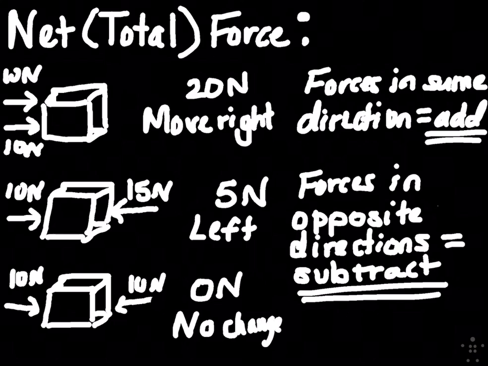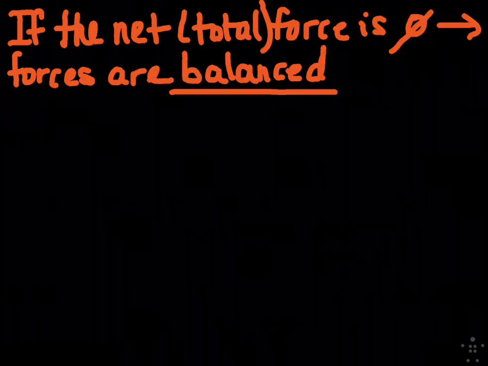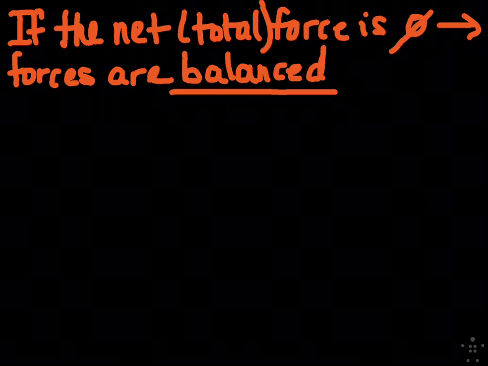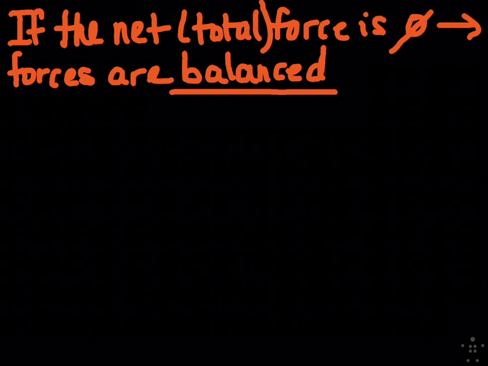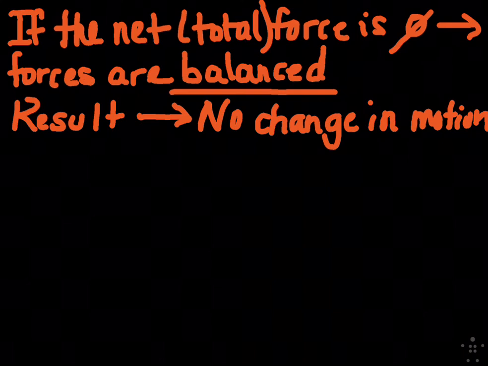So in the case of this third box, we say that the forces are balanced, which is very, very important. And I'll show you why. So as I said just a second ago, if the net force or total force is 0, then that means that the forces are balanced. And if the forces are balanced, the result of that is absolutely no change in motion.